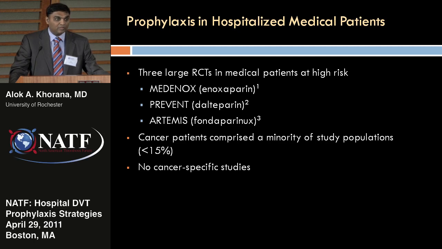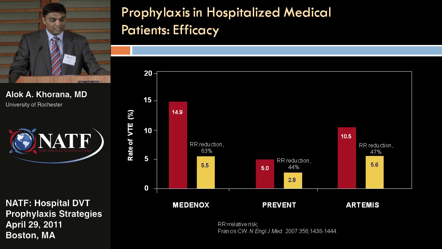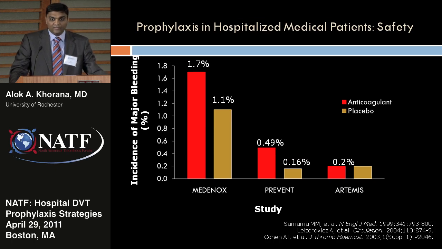And this is a real sticking point for oncologists as they try to make prophylaxis happen in the inpatient setting. Having said that, however, each of these studies proved that prophylaxis in the hospitalized medical population, including cancer patients, is highly efficacious. A 63% relative risk reduction in Medinox, 44% in Prevent, and 47% in reducing VTE in the Artemis study. So clear results, consistent results across the board. And not only is it effective, but it's safe. Less than 2% rates of major bleeding in Medinox, less than 0.5% in Prevent, less than 0.2% in Artemis. So clear evidence from all 3 randomized studies that prophylaxis in hospitalized medical patients is both efficacious and safe.